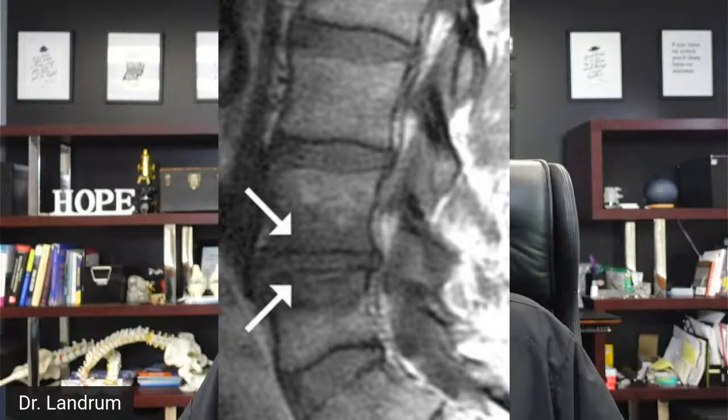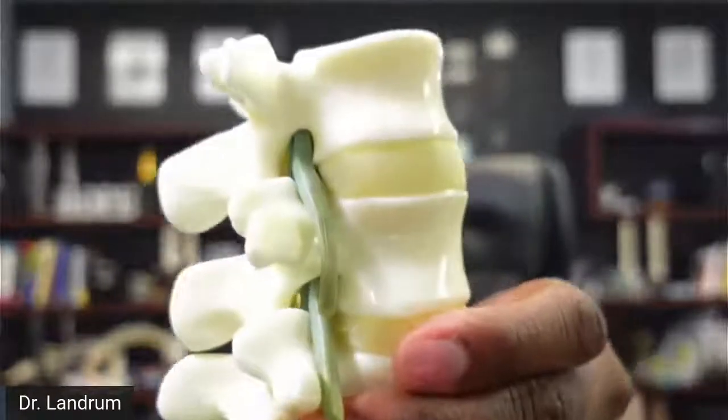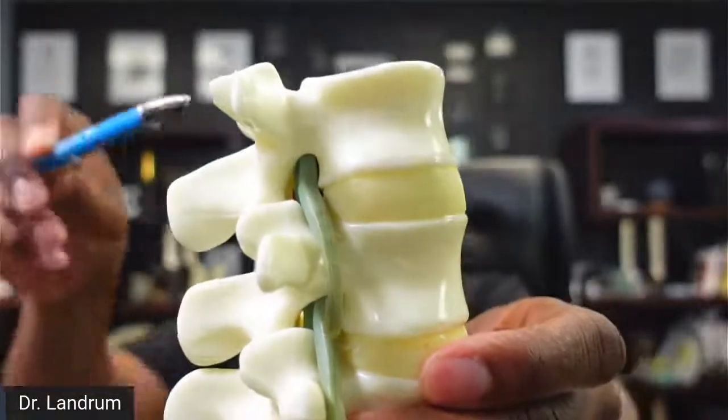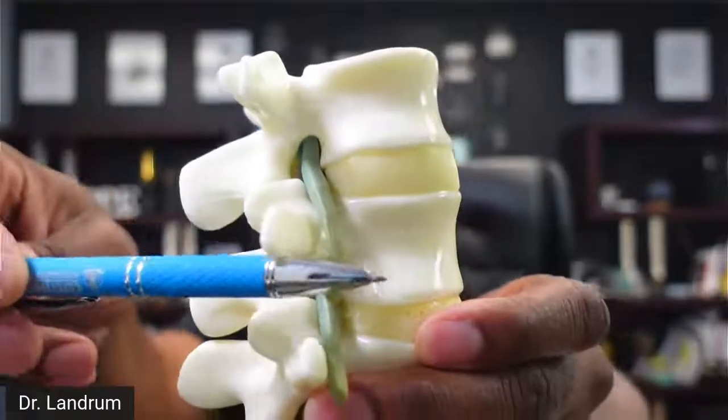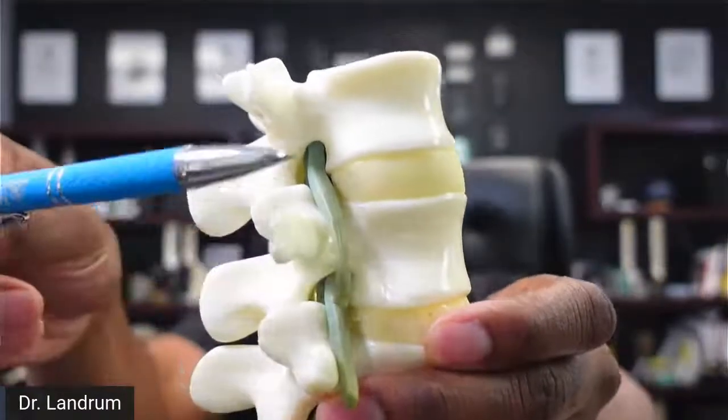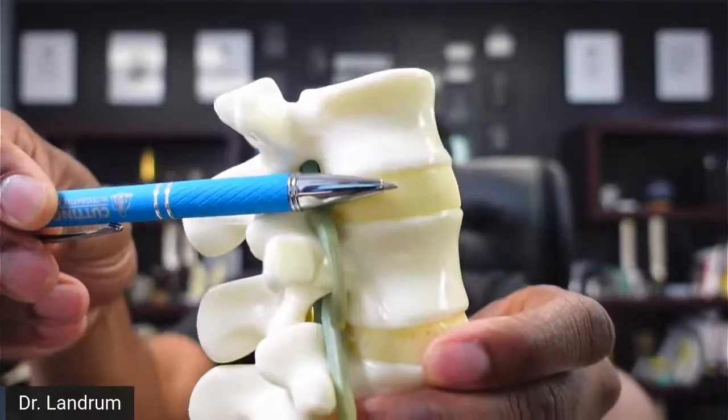So let me take a step away from this for just one quick second. That's a Modic change type 1. But let's say we were trying to get a better understanding of what that means from a model standpoint. If we're looking at a model, this is the bone here, vertebral body 1, vertebral body 2, and in between is that area of the disc.